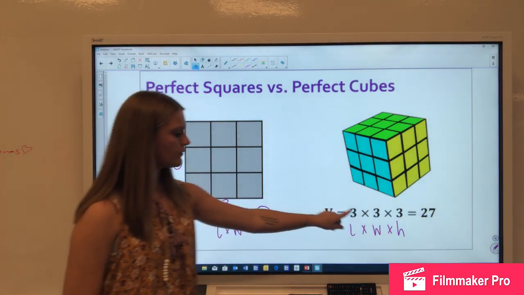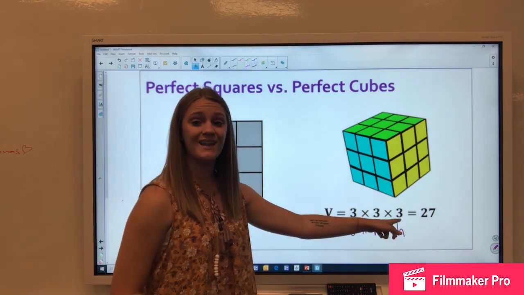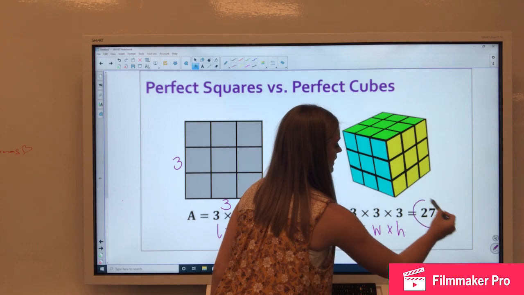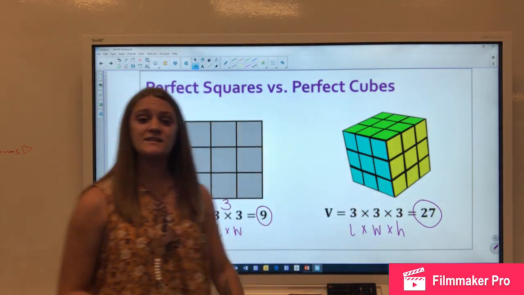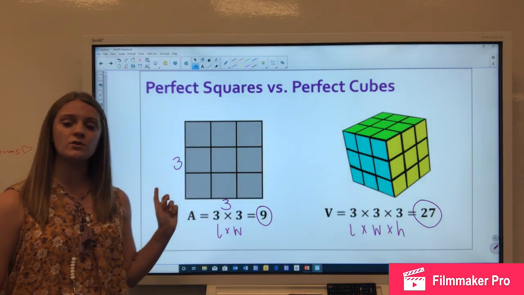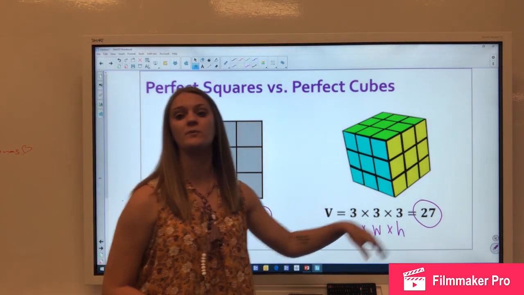So instead of just doing 3 times 3 and getting the square, we're going to multiply it by 3 again, and we're actually going to get that cube. So 27 would be the perfect cube that results from 3 times 3 times 3. So that's the difference between perfect squares and perfect cubes. Perfect squares result when you square an integer, and a perfect cube is when you cube an integer.